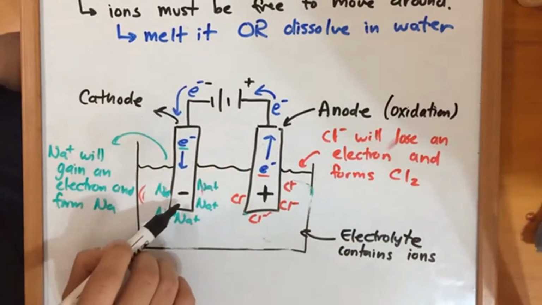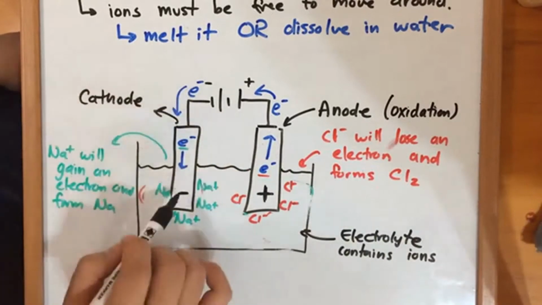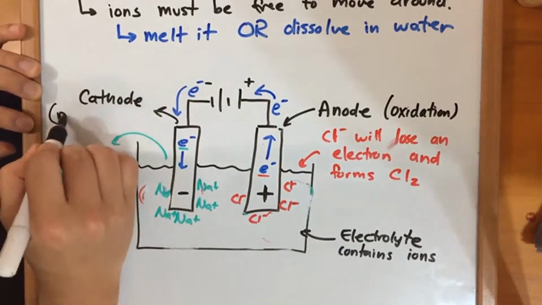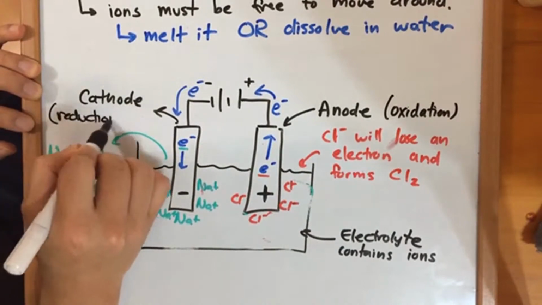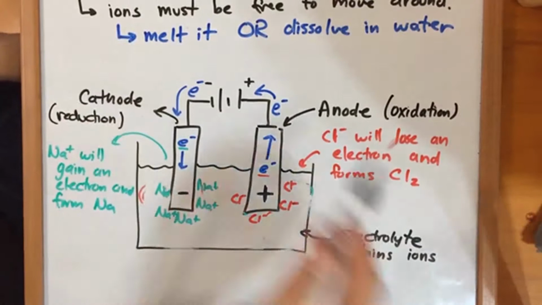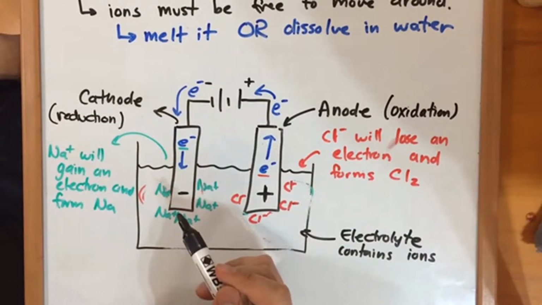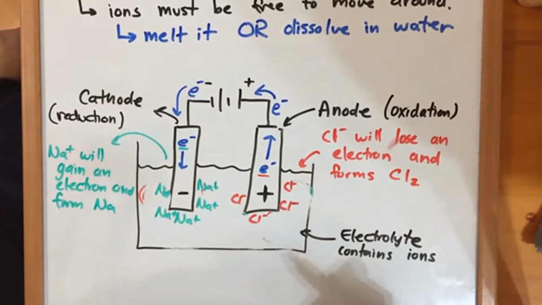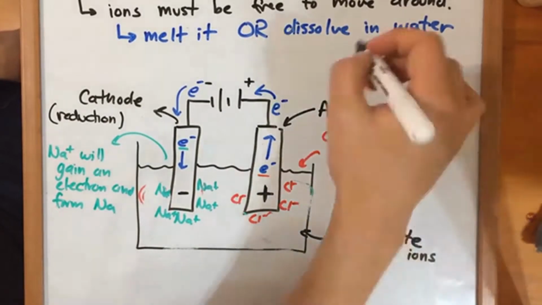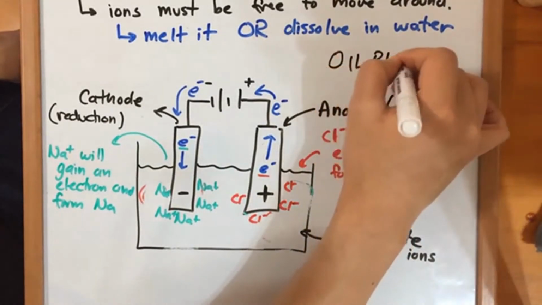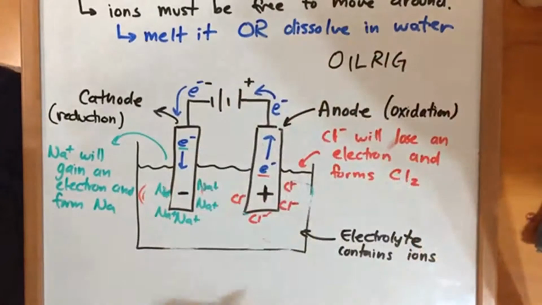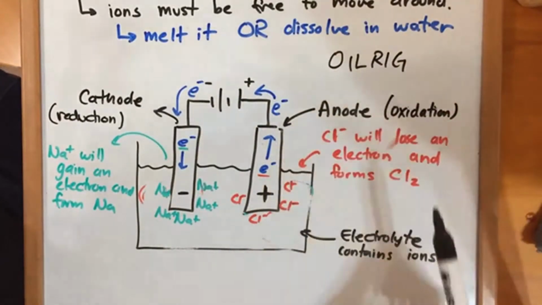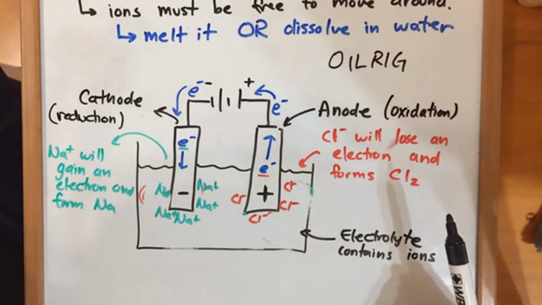Whereas at the negative electrode, so at the cathode, electrons are always being gained. And if something gains electrons, we call that reduction. And again, in one of the previous lessons prior to this, you learned that a way to memorize which one's which is the mnemonic OIL RIG. I'm just going to write it down really quickly here. OIL RIG basically stands for oxidation is loss, reduction is gain, and that's referring to the electrons that are being passed around.